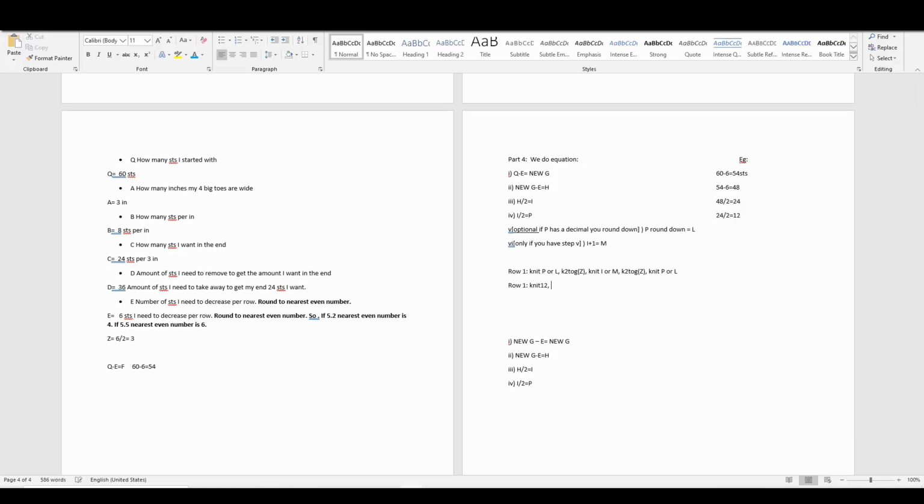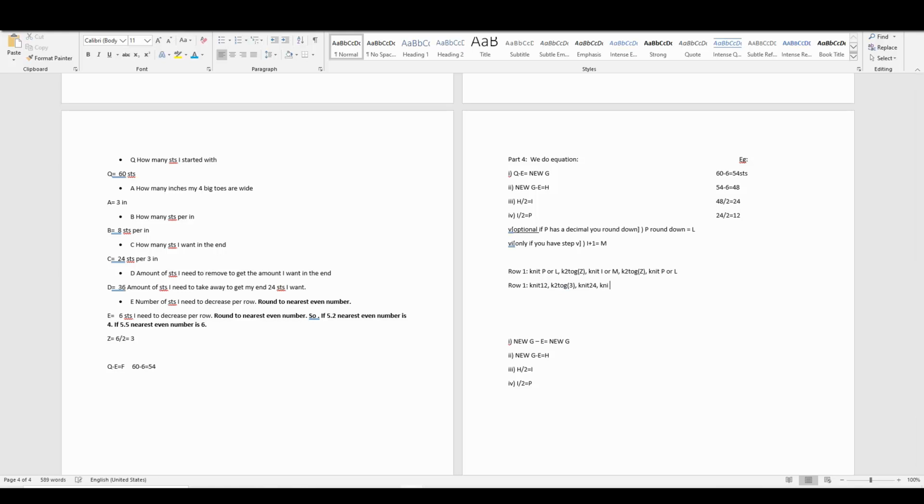So we're going to knit 12. And then we're going to knit 2 together, Z. So Z, that's the number we found over here before. 3 for me. And then we're going to knit I or M. Because we don't have M, L and M are for section 5. We don't have that. We're going to use I. So I was 24.